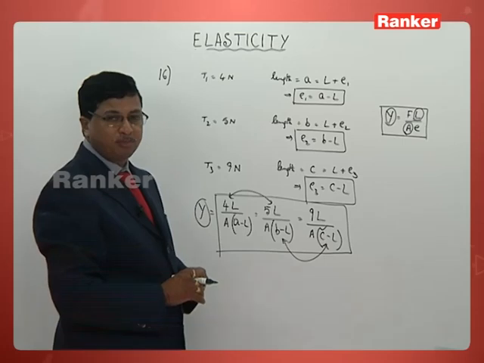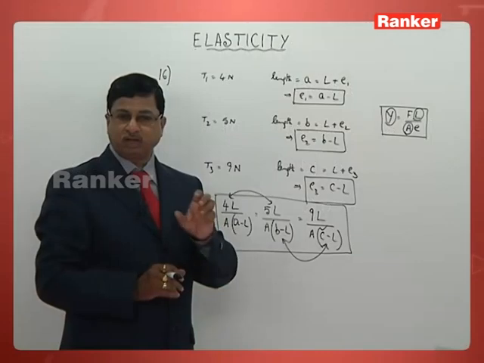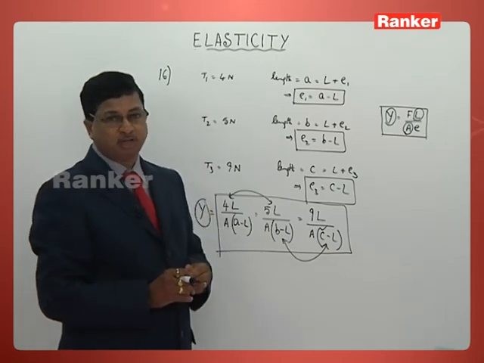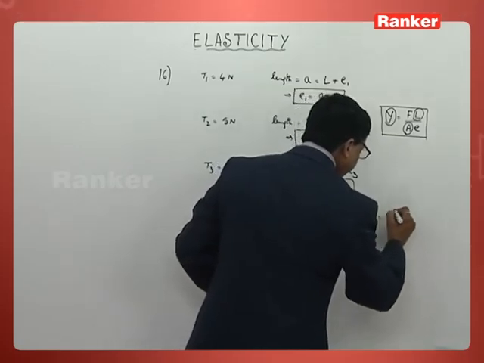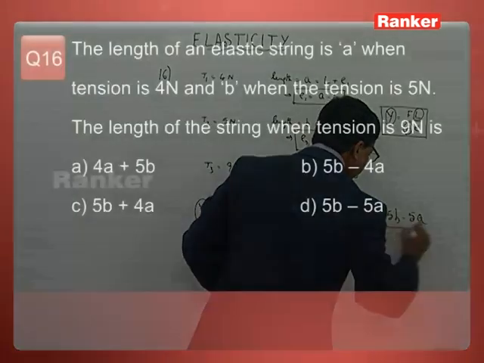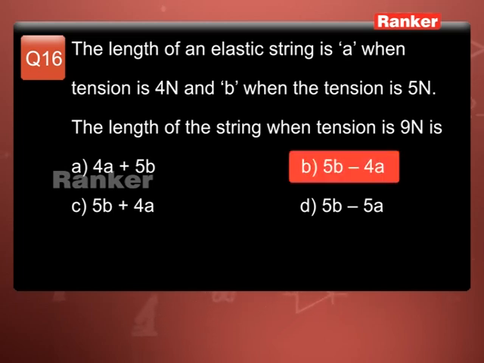What will that value of C be? He has given the options this way: 4A plus 5B the first option, 5B minus 4A the second option, 5B plus 4A the third option, and of course 5B minus 5A the fourth option. If you look at it, the second option is going to be correct here. You get C as 5B minus 5A. So the answer for this one is the second option, which can be taken as B here.